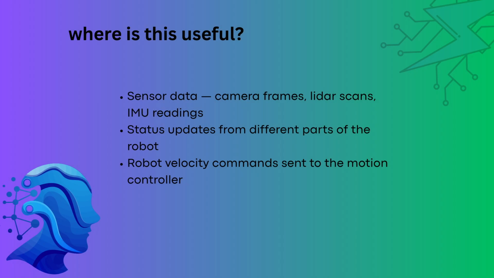So where is this useful? Pretty much everywhere you need fast, regular updates, like sensor data, camera frames, LiDAR scans, IMU readings, status updates from different parts of the robot, or robot velocity commands sent to the motion controller, and honestly any information that needs to be streamed over and over again. This model lets your robot share data efficiently without waiting for replies or blocking the system. Publishers talk, subscribers listen. Clean, simple, and super powerful.